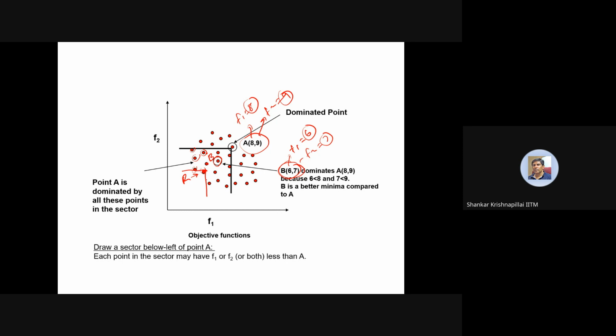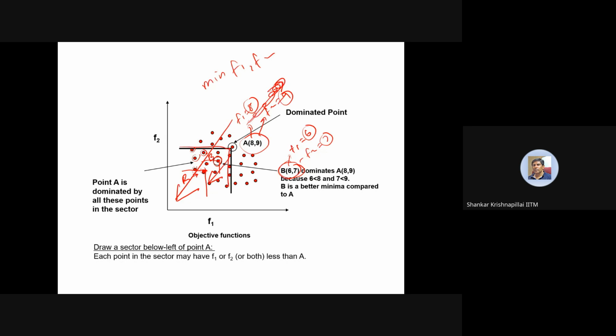R is better than B, because the F1, F2 values of R are much lower than those of B. So the lower you go, the better the points, because they have smaller values of F1 and F2. Sir, in case of a maximization problem, it should be opposite, right? We'll see that later. This is for minimizing F1 and F2, so you have to go like this. For maximizing, you have to go like this. We'll see that later.